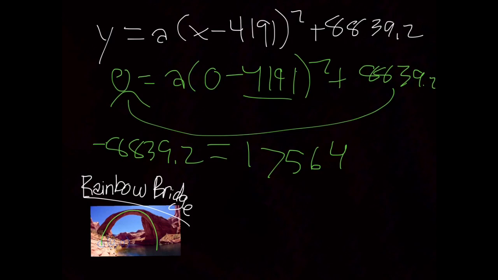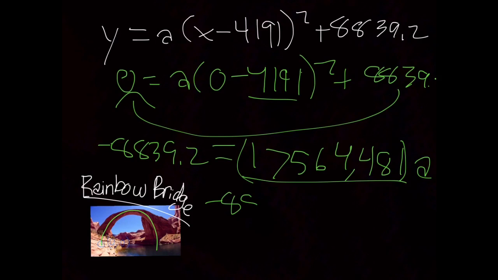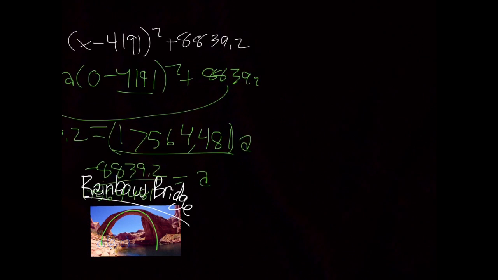I'm going to square this number right here and we'll get 17,564,481, and this is all being multiplied by a. So now we're going to try to isolate a. So we're going to divide everything by 17 million, or the number right here. So we're going to go 8839.2 divided by 17,564,481 equals a.